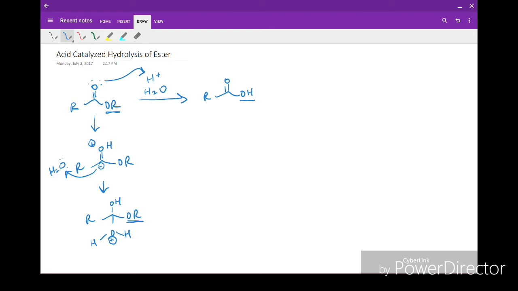And since water is amphoteric, meaning it can act as both an acid and as a base, in this solution there's going to be hydronium ions as well as hydroxide ions. And so you can have water as a base. You can use water to deprotonate this, making it something like this. And you can have hydronium ions acting as an acid, protonating this OR group, turning it to something that looks like this.